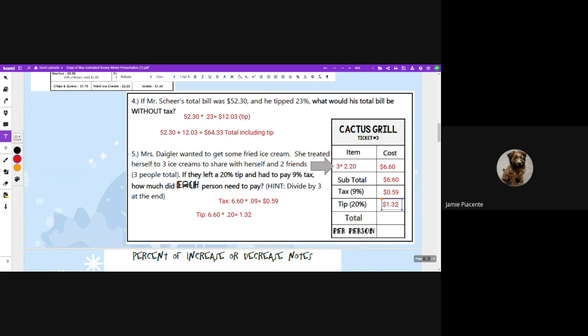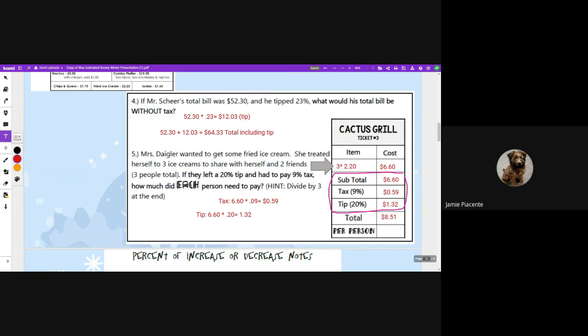Now to find the total, a lot of people had questions on this. You're adding the subtotal, the tax, and the tip. So we're adding those three numbers together. And those three numbers give us $8.51. So that's the total bill.